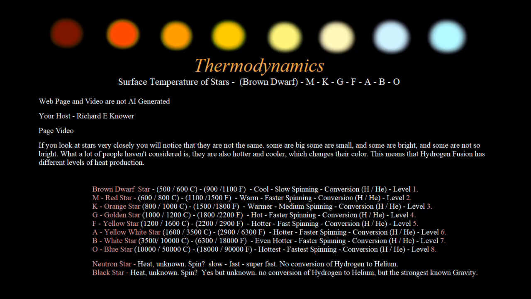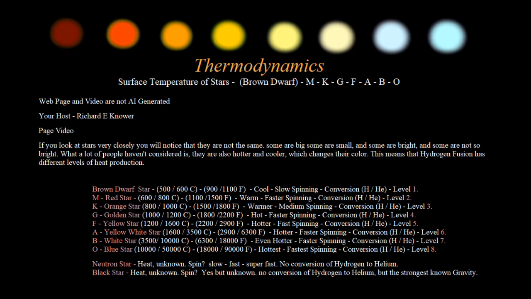G, golden star, hot, faster spinning, conversion, hydrogen helium, level 4. F, yellow star, hotter, fast spinning, conversion, hydrogen helium, level 5. A, yellow white star, hotter, faster spinning, conversion, hydrogen helium, level 6.